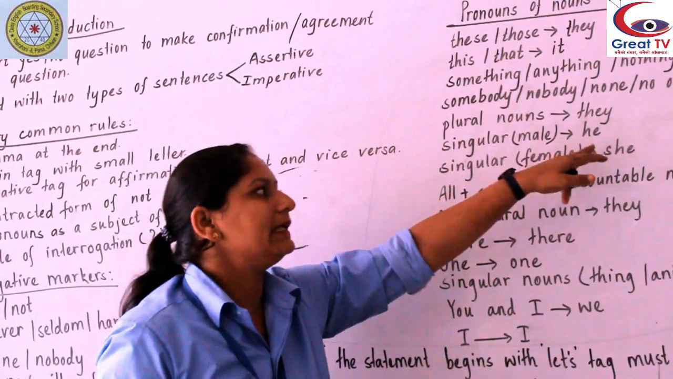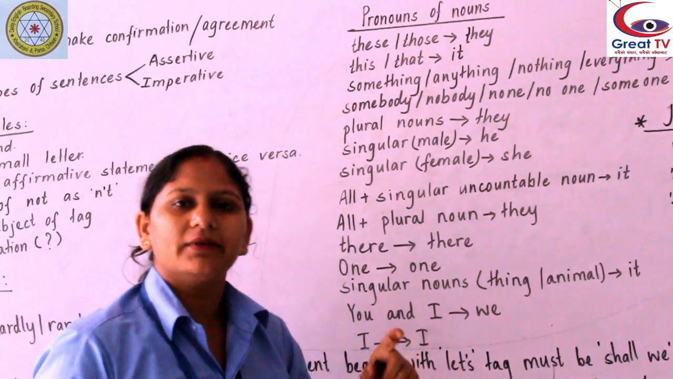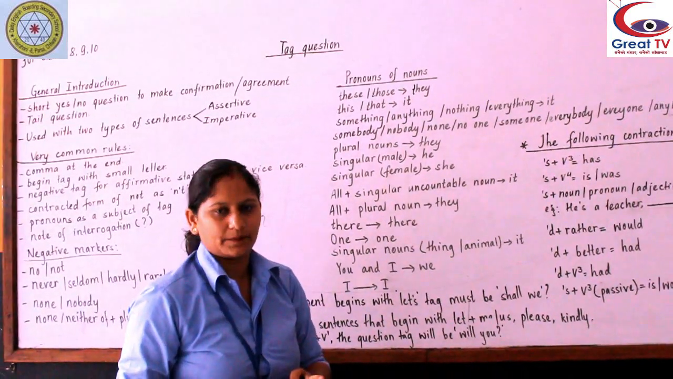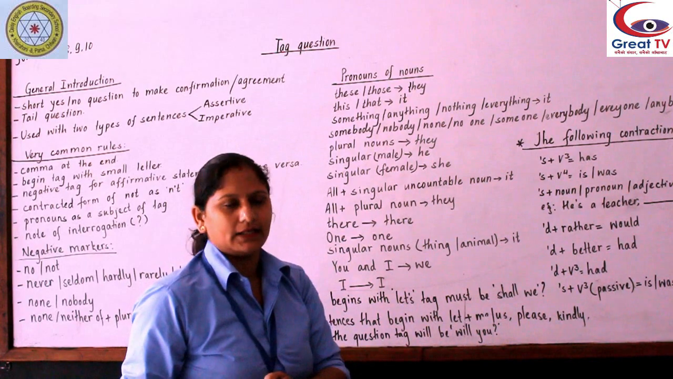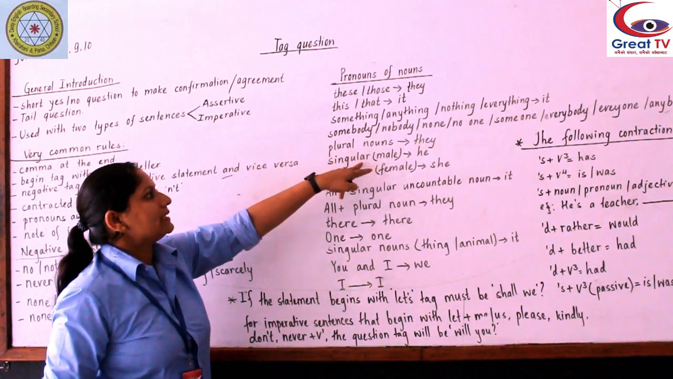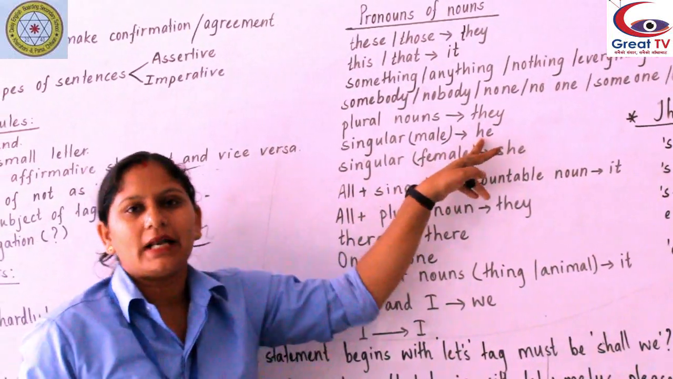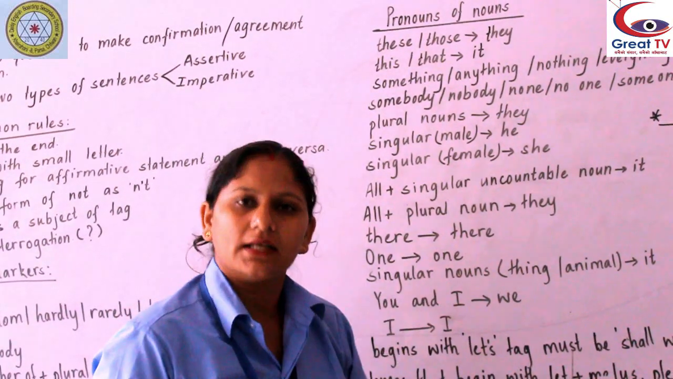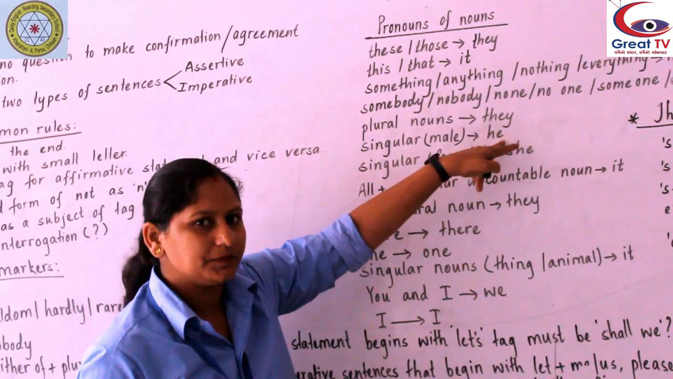Singular, male, he. Now, you should consider whether the given nouns are male or female. You should identify the gender, because the pronoun is according to the gender. If the noun is singular and male, then it becomes he. Ram eats rice, doesn't he? Here Ram is male, so it becomes he.